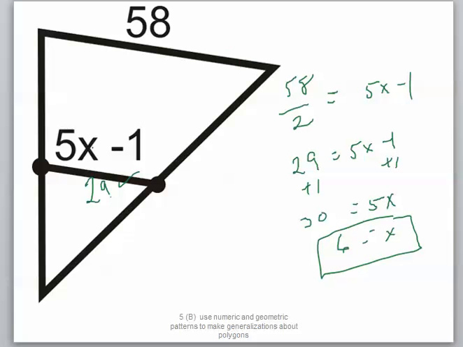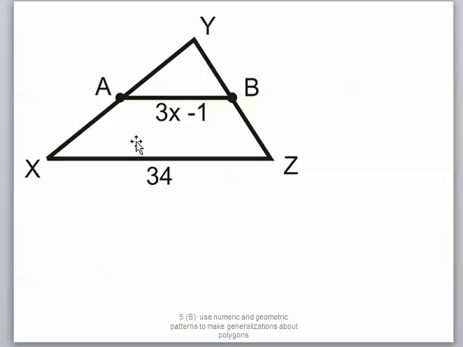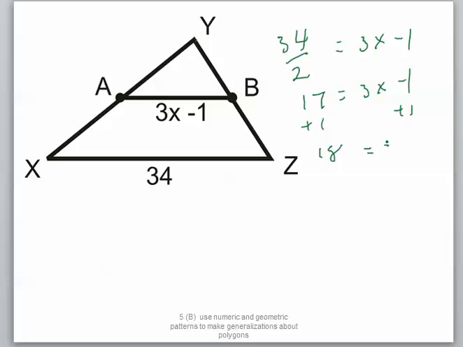Pretty straightforward. Okay, couple more here. Looking at this one, if I've got 0 up here, and 34. So that's 34 divided by 2 will be equal to 3x minus 1. Well, that's 17 is equal to 3x minus 1. Add 1 to both sides of the equation. I get 18 is equal to 3x, or x is equal to 6. I know that this is going to equal 17 in here, but 3 times 6 is 18 minus 1 is 17. Ta-da. Check. That'd be my answer.